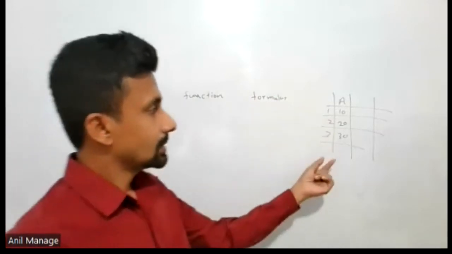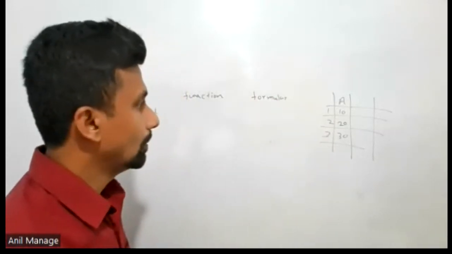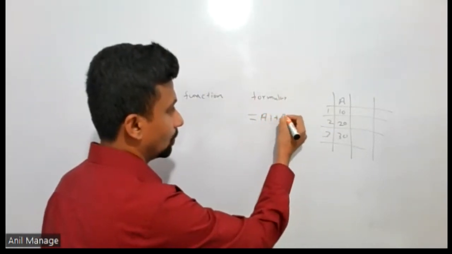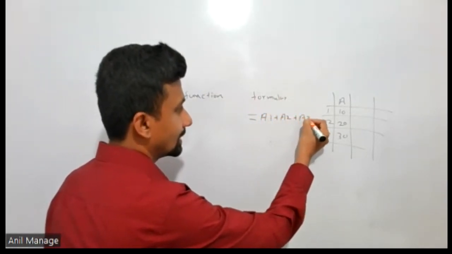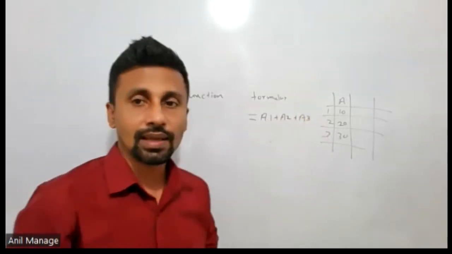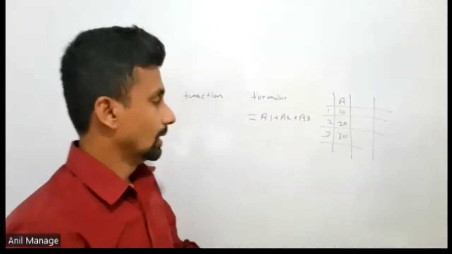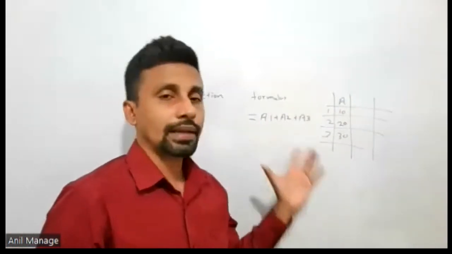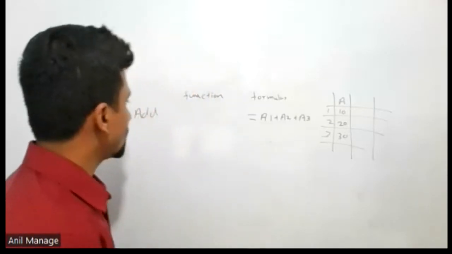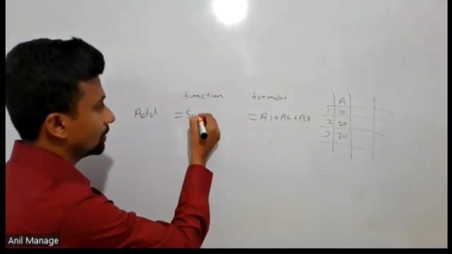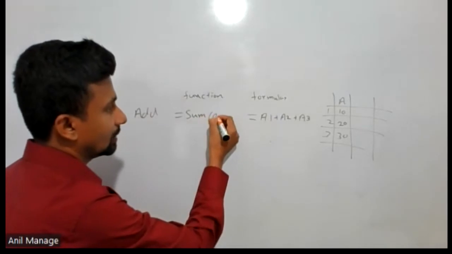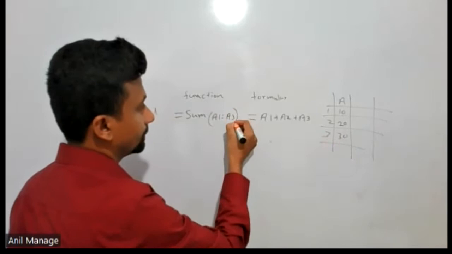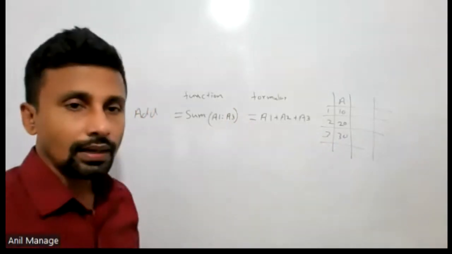To add some numbers, we can have a formula that adds all these cells, that means A1 plus A2 plus A3. But it is practically a bit difficult, because if you have more cells, like 100 cells, it is difficult to write this way. So you have a function called SUM. Within brackets, I can give the range A1 to the last cell A3. This is how you write the addition.